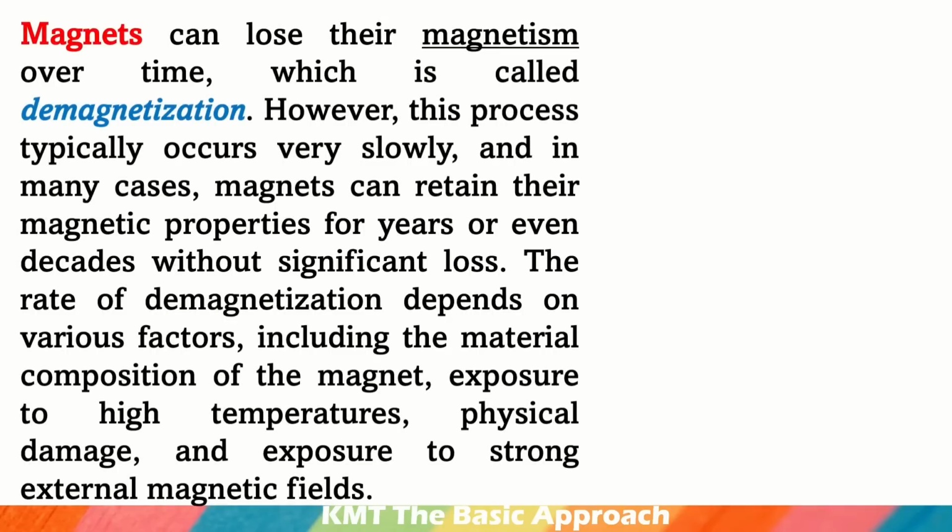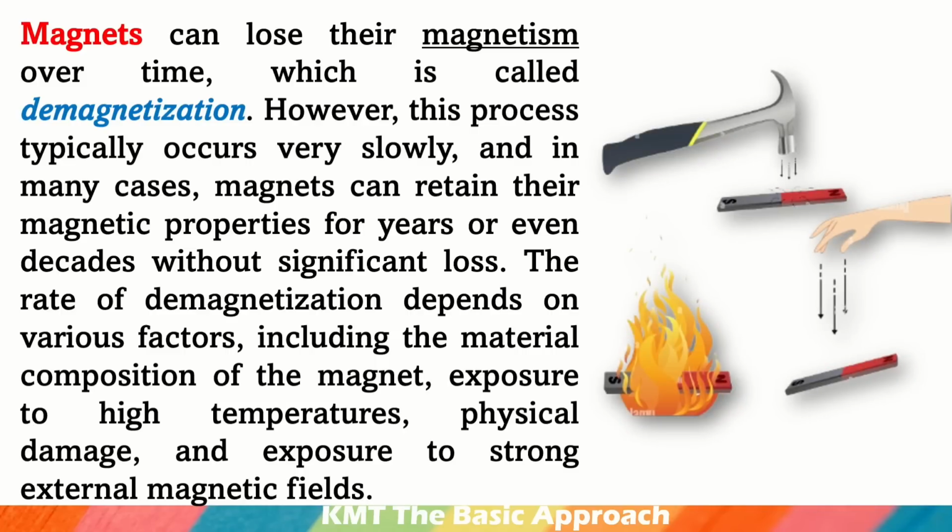Magnets can lose their magnetism over time, which is called demagnetization. However, this process typically occurs very slowly, and in many cases, magnets can retain their magnetic properties for years or even decades without significant loss. The rate of demagnetization depends on various factors, including the material composition of the magnet, exposure to high temperatures, physical damage, and exposure to strong external magnetic fields.